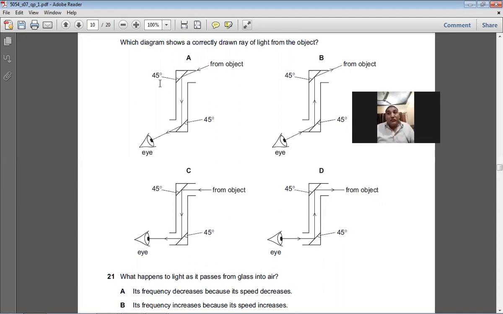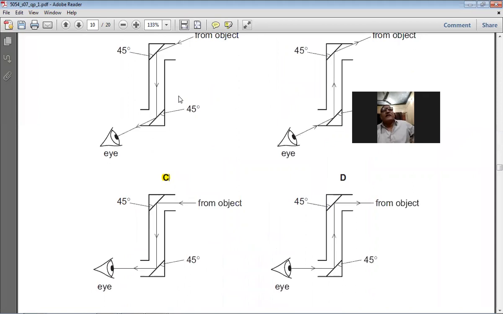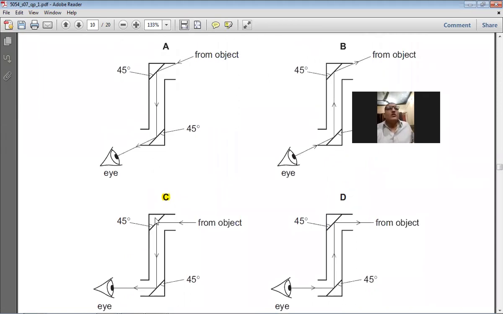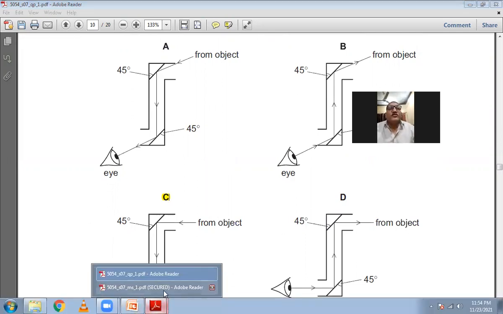Now if you look at the A part, if I draw a normal here, you will observe that the angle of incidence and angle of reflection are not equal. If you draw a normal here with this surface, you will observe that the angle of incidence and angle of reflection are equal to each other. That is why C is the right answer. So C looks the best option, sir.